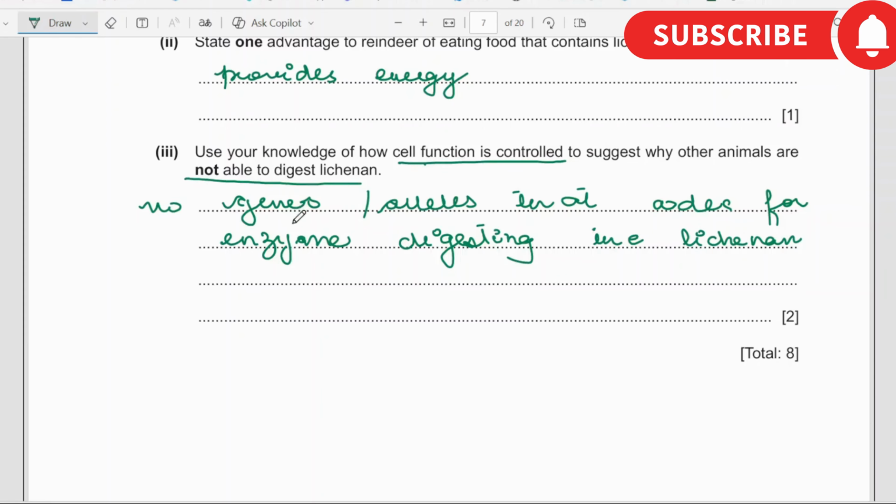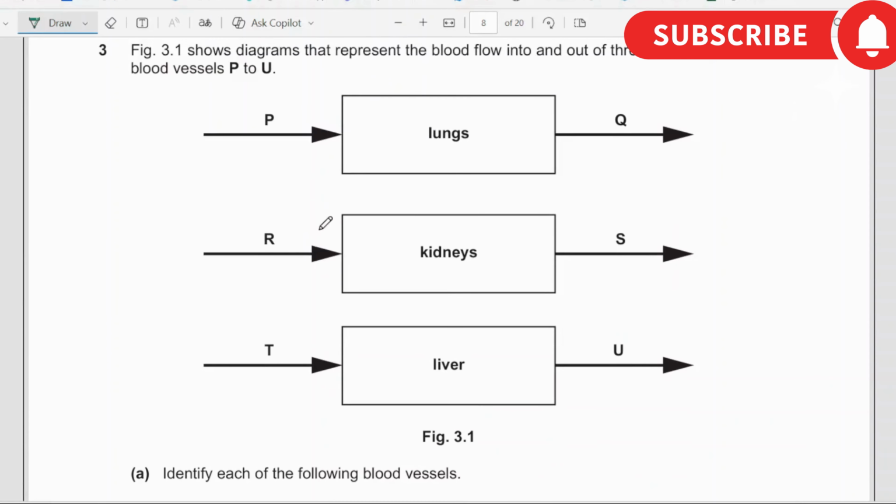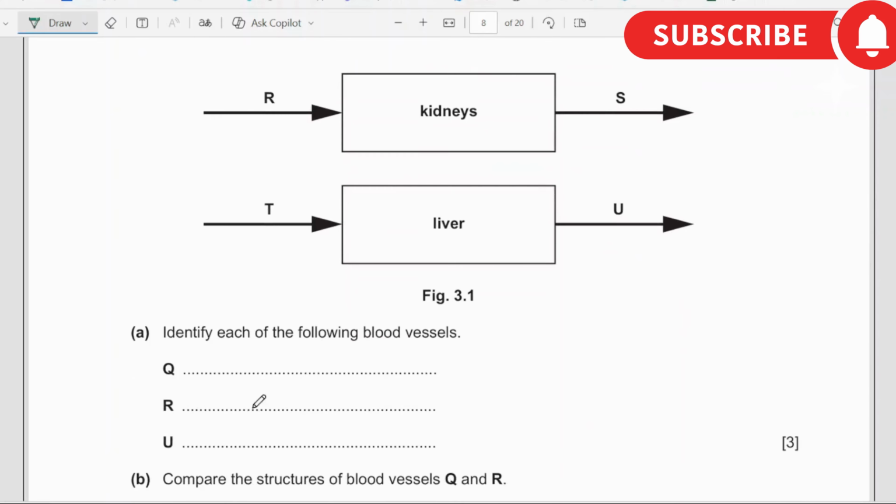Okay. Next question is, we have the blood vessels PQRSTU. If they are entering the lungs, what would be the general term used for P, R, and T? What type of blood vessel is this? Good. They will all be arteries, and these are all veins. Identify each of the following blood vessels. What is Q, R, and U?